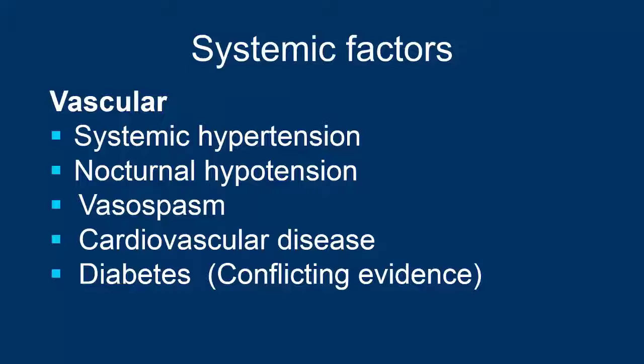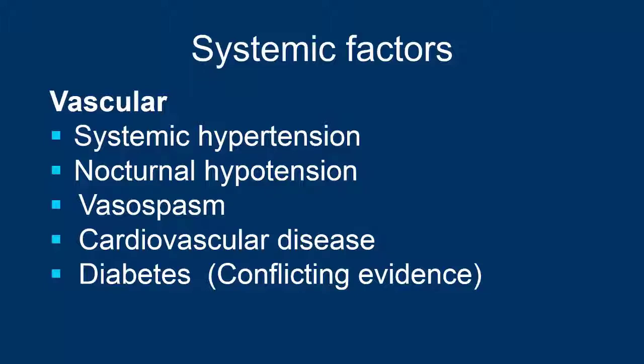Systemic factors, again, evidence is conflicting on whether conditions like diabetes and hypertension put individuals more at risk of glaucoma. We do know that nocturnal hypotension is a risk factor for visual field progression and optic disc changes in glaucoma, and this is with particular reference to patients with normal tension glaucoma. And patients who have systemic hypertension may get reduced perfusion of the optic nerve due to nocturnal hypotension and the effect of their antihypertensive medications.